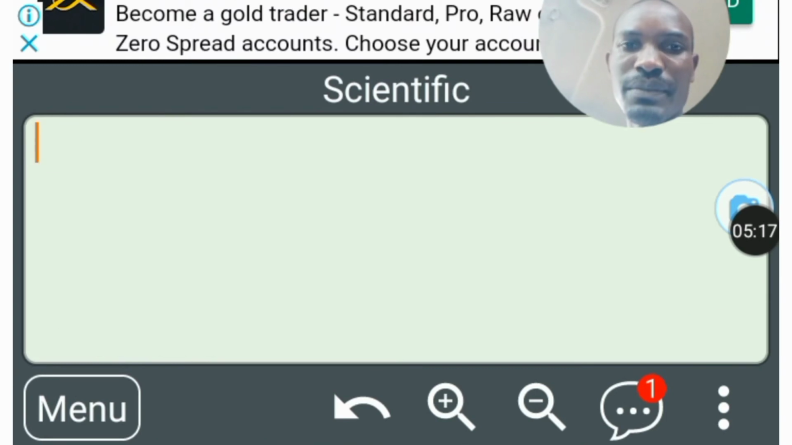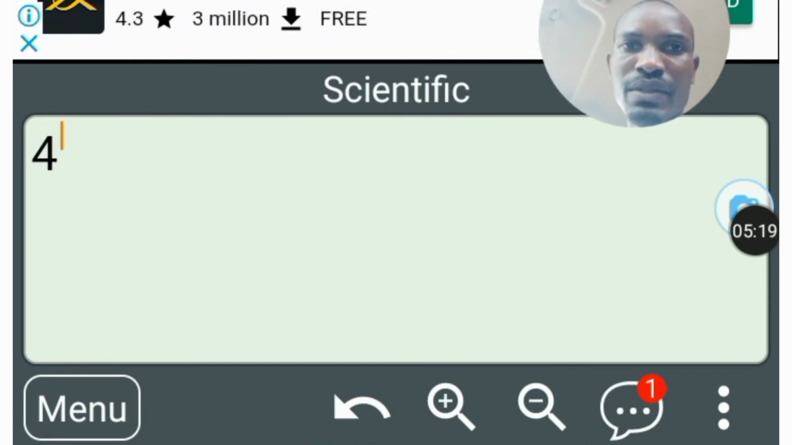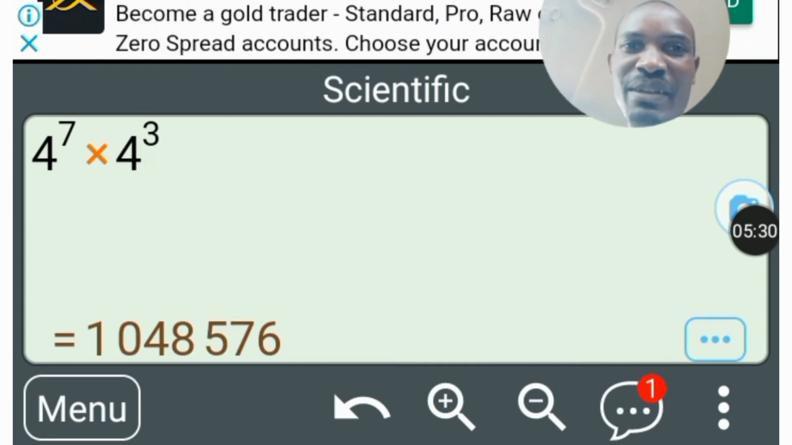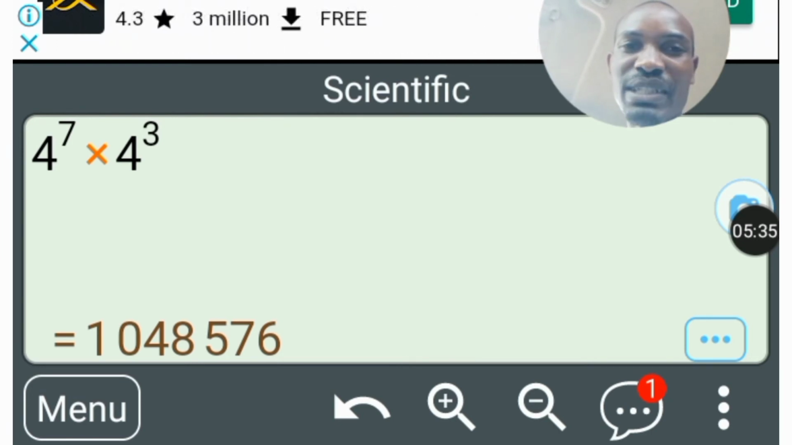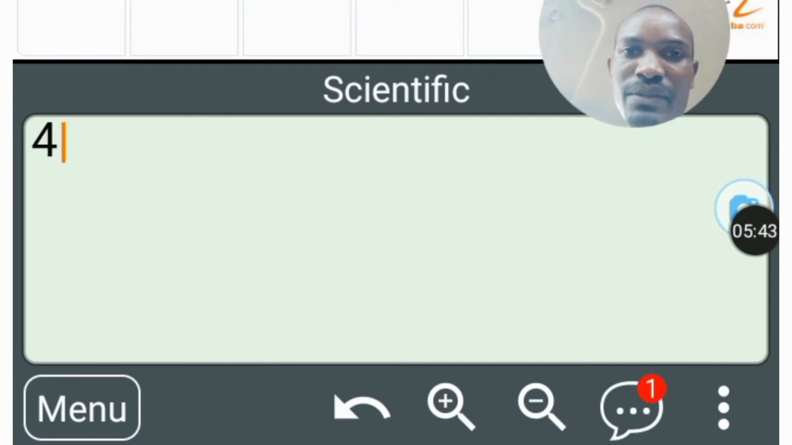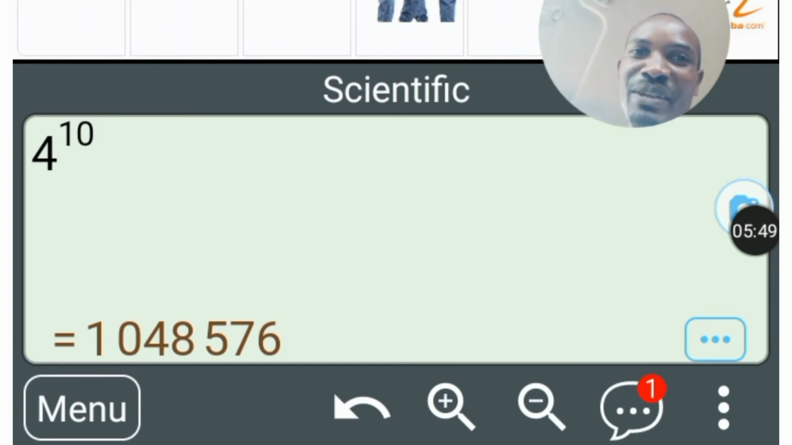How about 4 to power 7 multiplied by 4 cubed? The answer is 1,048,576. How about if we just punch in 4 to power 10 after adding 7 plus 3? Let's have a look at that. 4 to power 10. The answer is, wow, it's the same, 1,048,576.